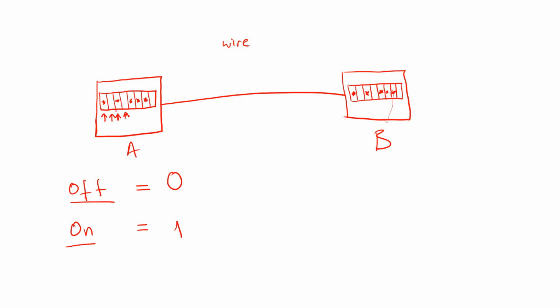So whenever you see 0 in binary, it means off, which means there's no electricity going through, and when we have the value 1, that means there is electricity, it is on.